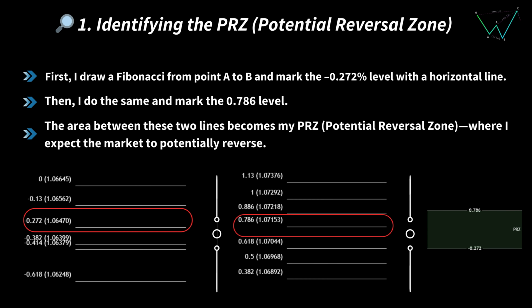1. Identifying the PRZ, potential reversal zone. First, I draw a Fibonacci from point A to B and mark the minus 0.272 level with a horizontal line. Then, I do the same and mark the 0.786 level. The area between these two lines becomes my PRZ, potential reversal zone, where I expect the market to potentially reverse.